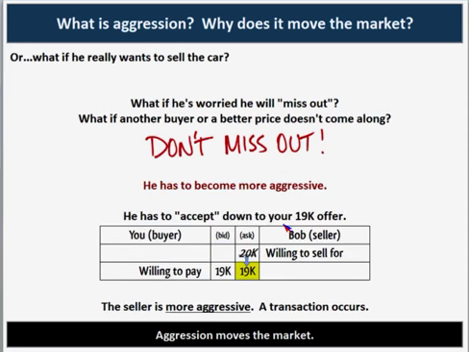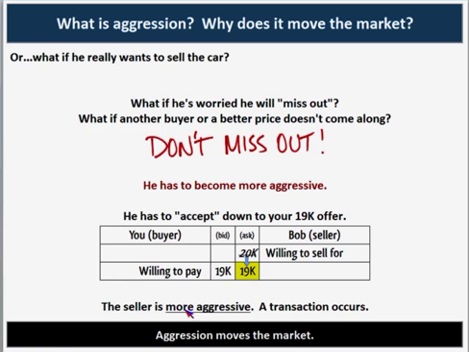Now, on the flip side, what if Bob really wants to sell the car? What if he, again, is worried that he's going to miss out? What if he's worried that another buyer or a better price is not going to come along? Well, in that case, Bob has to become more aggressive. He has to accept down to your $19,000 offer. So he has to come off of his $20,000 price, and he has to drop down to $19,000. And again, Bob, the seller, was more aggressive.